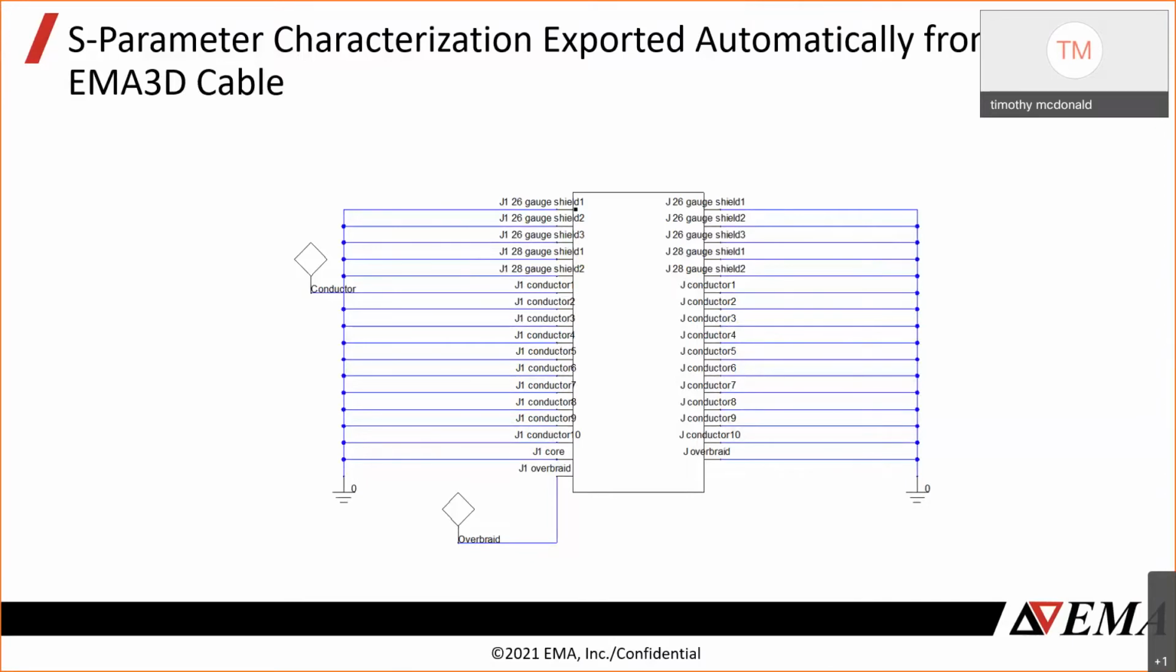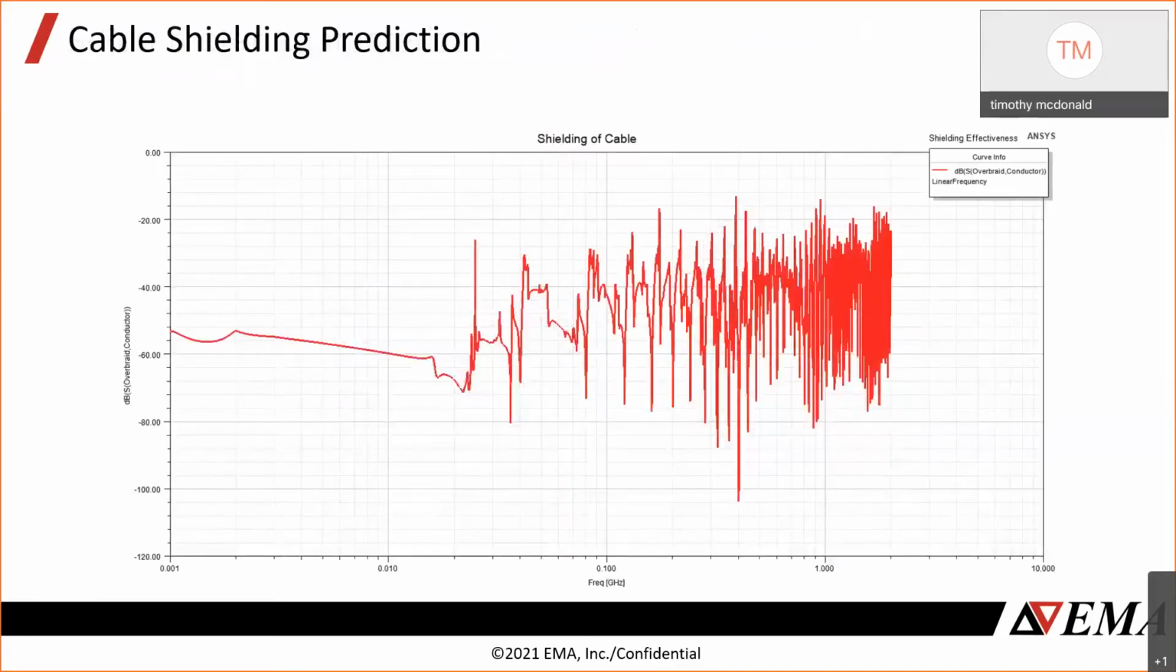And they don't necessarily need to know anything about the 3D design of the cable. All they need to know is, hey, I've dropped in this S parameter model that represents the cable harness. So this has the crosstalk built into it. This has, again, the capacitances, the inductances already built into the model. So that's a nice feature.